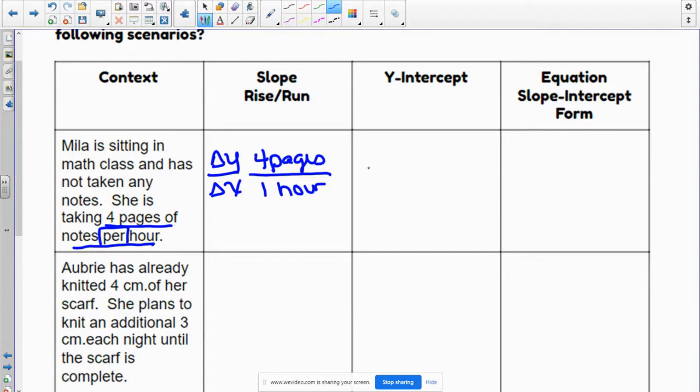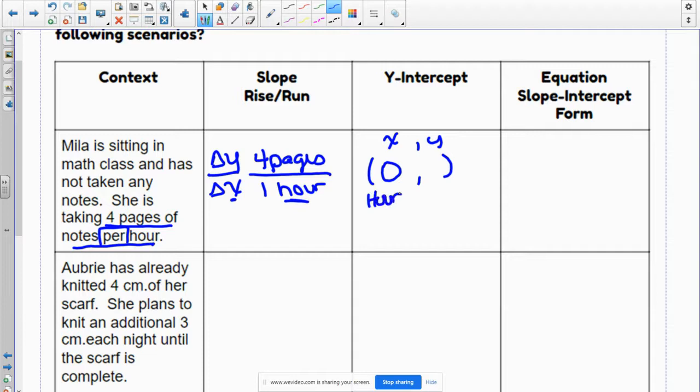Y-intercept. So if you think about this, I have told you multiple times that x is 0. Okay, so we're looking for the y value. Sometimes with a context, I like to put the labels on it, so I keep that idea of the context flowing. So remember, x has to do with hours. So at the 0 hour, in other words, at this moment when we're going to start calculating the slope, at 0 hours, how many pages, because your y is pages, how many pages has Mila taken notes on? So if we look back, Mila is sitting in class and has not taken any notes. So that tells me she's taken 0 pages of notes.